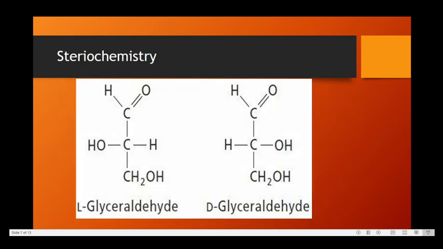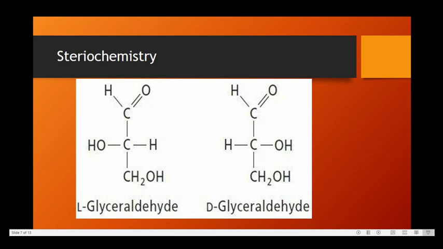Now, stereochemistry. Carbohydrates or the monosaccharides may be present in two forms, two optical isomers. One is the L form and the other one is the D form. L means levorotatory and D means dextrorotatory. So this L form can rotate the plane polarized light to the left hand side or in anti-clockwise direction, and this D form can rotate the plane polarized light to the right hand side or in clockwise direction.